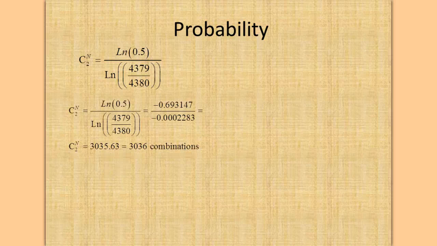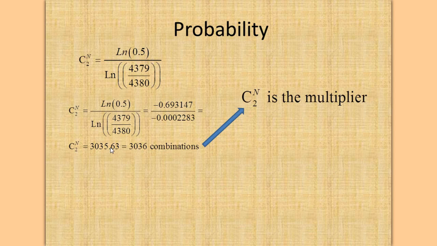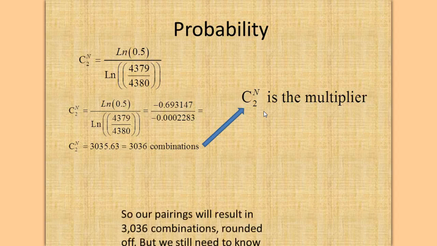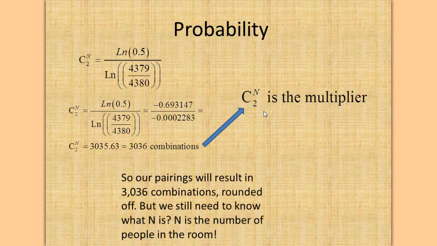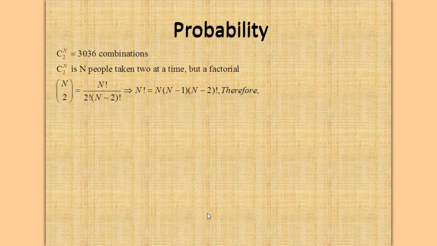And we do that calculation, we do that computer input, and we get this number. C n choose 2 is equal to 3035.63, and round that off to 3036 combinations. So C n choose 2 is the multiplier, and so our pairings will result in 3036 combinations, rounded off. But we still need to know what n is. Well, we did that before. So n is the number of people in the room, okay?